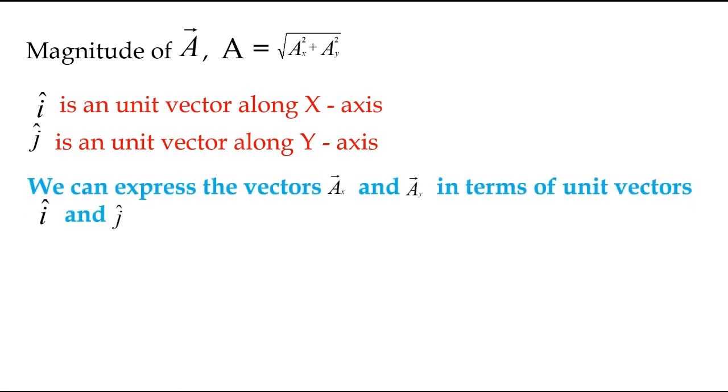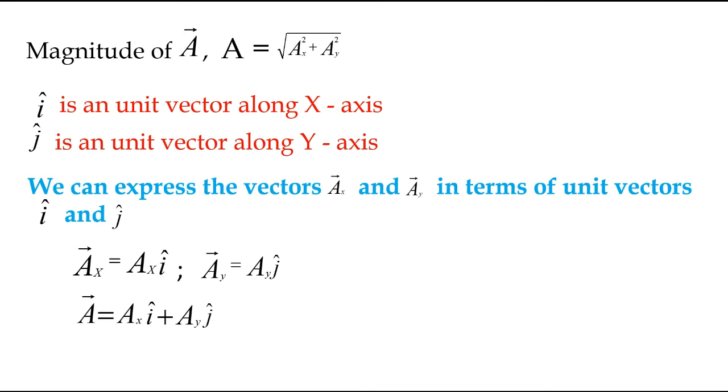So we can express the vectors ax bar and ay bar in terms of the unit vectors i cap and j cap. ax bar is equal to ax i cap and ay bar is equal to ay j cap. Here ax bar is a vector, but ax is not a vector, it is the magnitude, while i cap is a vector. Similarly ay bar is a vector, but ay is the magnitude, and j cap is a vector. So we can express a bar in terms of unit vectors: a bar is equal to ax i cap plus ay j cap.